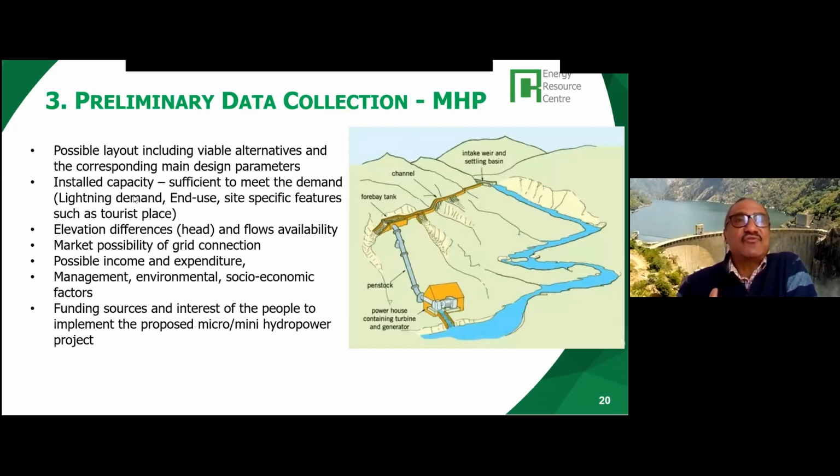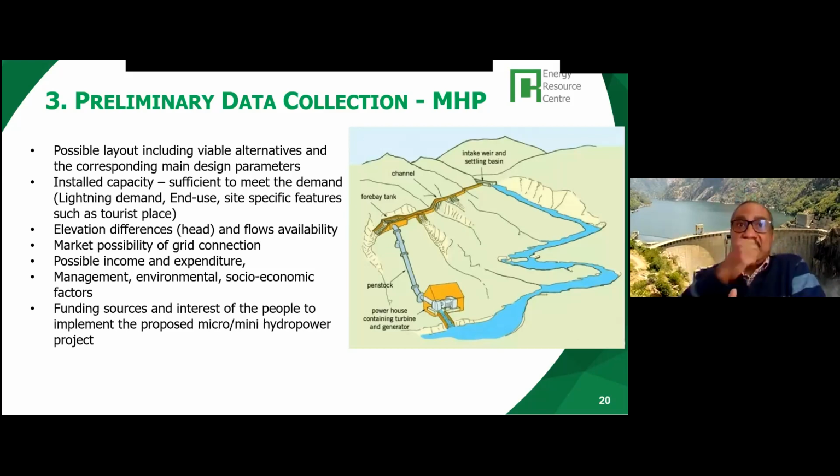Like I mentioned, first of all, the installed capacity: is it enough to meet the demand on lighting? It's not lightning, sorry, there's a spelling mistake. Then other end uses and site-specific features, such as a tourist place, a small hotel or small-scale enterprises. The supply and capacity should be enough to meet this demand. So we need to collect some consumer demand estimates, the population, the types of end users, and other socioeconomic items.